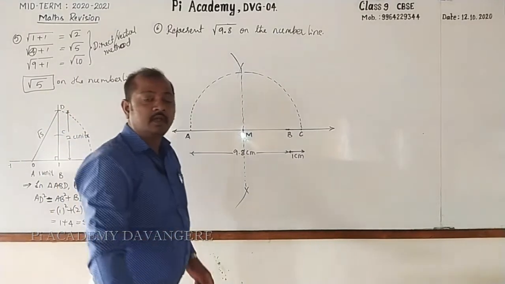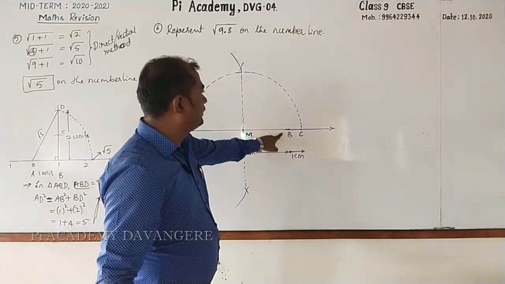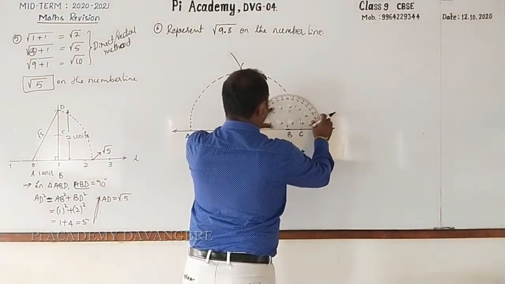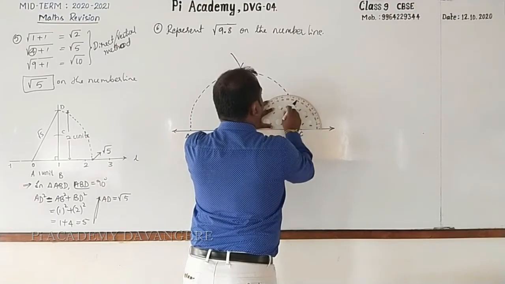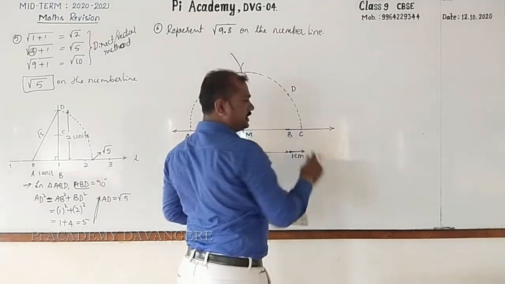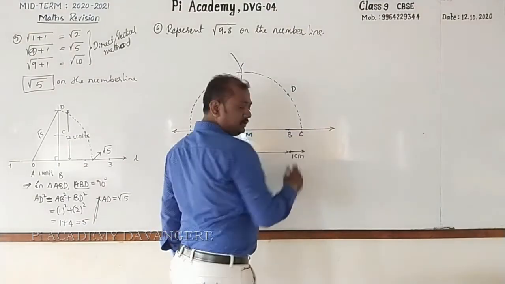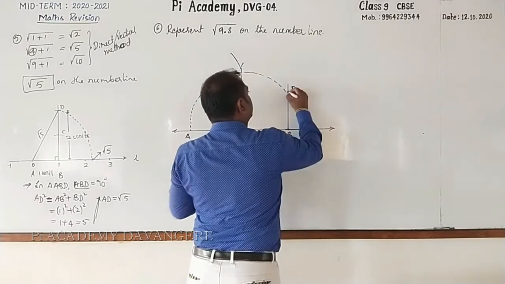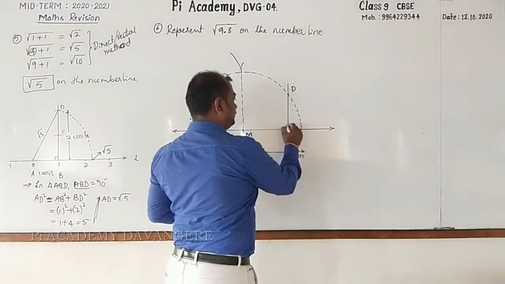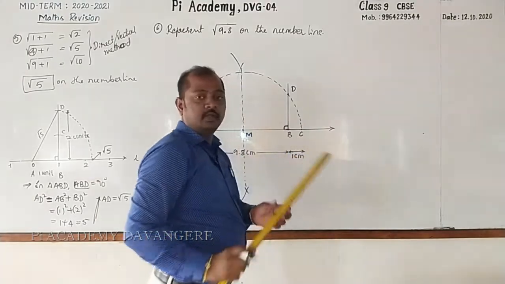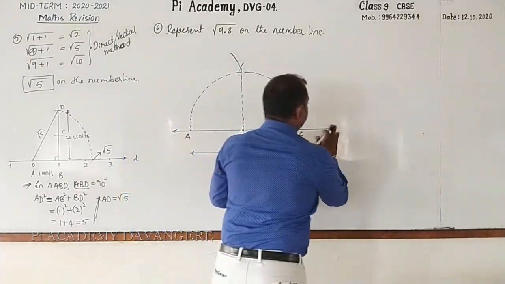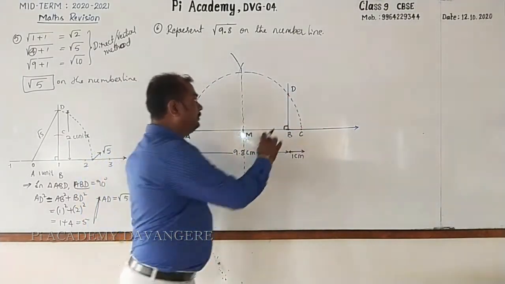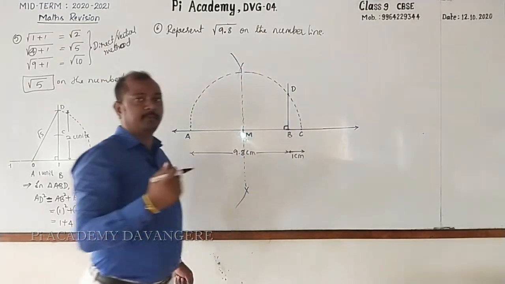Followed? Next, at point B, draw the perpendicular. For that, use protractor and mark the point against 90 degrees. Call this point as D. So you have to draw the perpendicular from B, it will intersect the semicircle at point D. Followed. Look here, this is BD. BD is square root of 9.8.